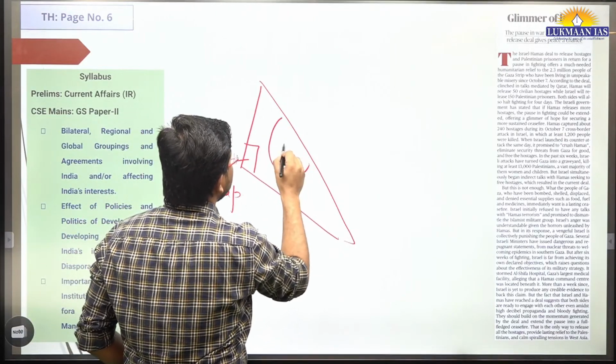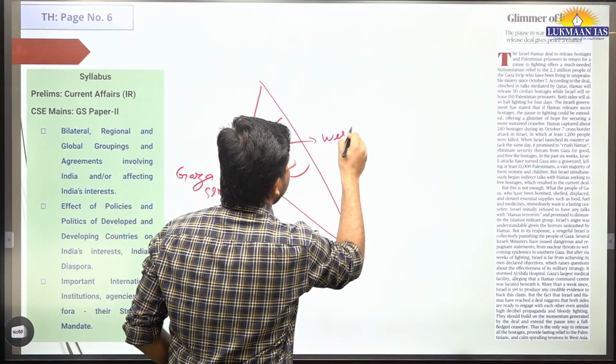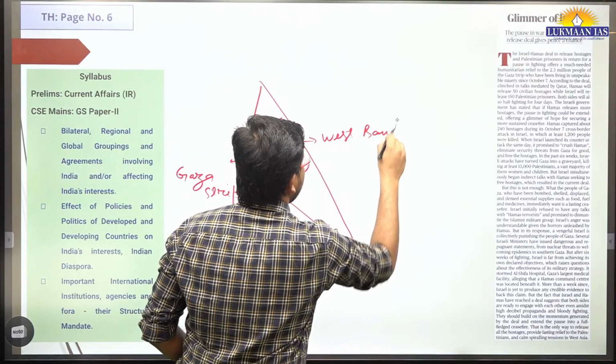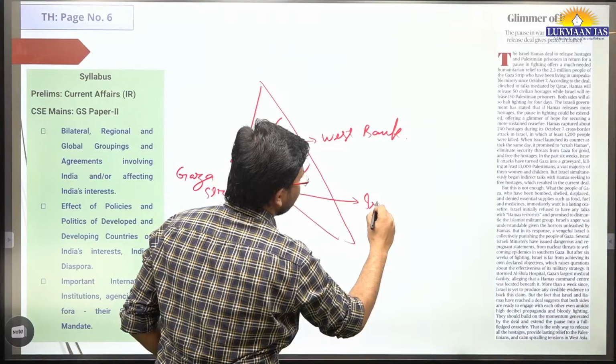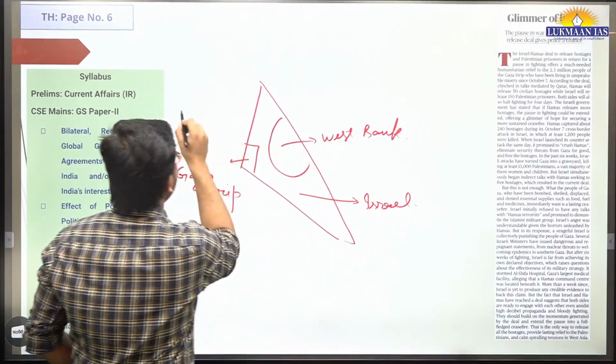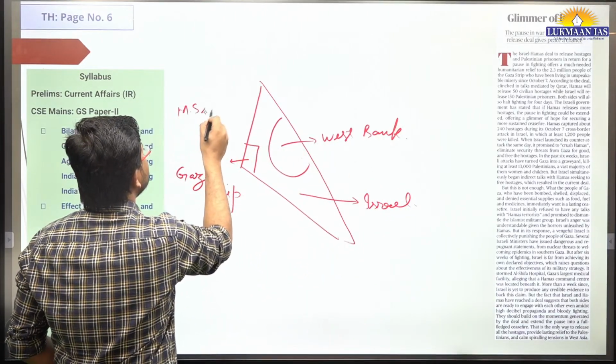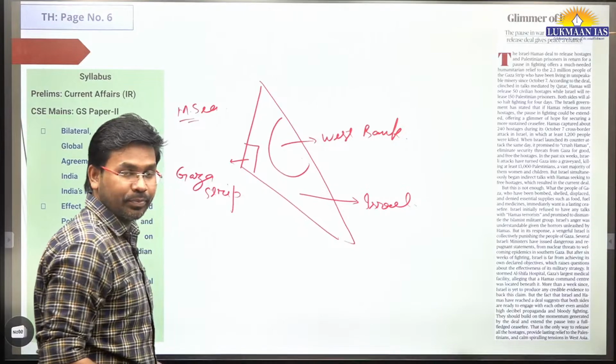This is the West Bank area. This is West Bank. And other regions over here, the other entire region is of Israel. And over here we have Mediterranean Sea.